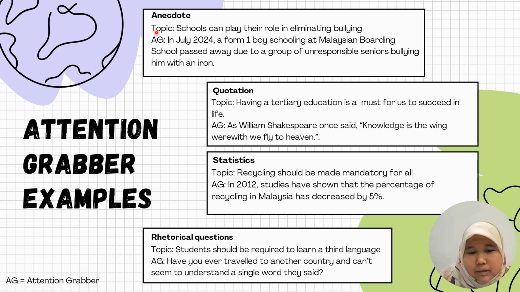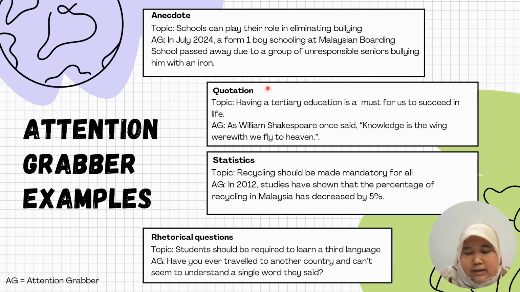For example, the topic is schools can play their role in eliminating bullying. What you can do for an anecdote is, this is the example: In July 2024, a Form 1 boy schooling at a Malaysian boarding school passed away due to a group of irresponsible seniors bullying him with an iron. This personal story shows how bullying is very serious and must be taken action on. This story will pique the reader's interest into reading more of your essay.